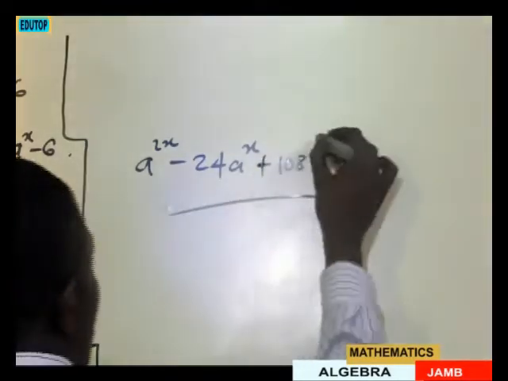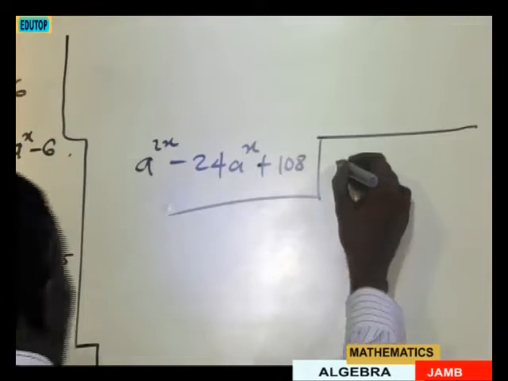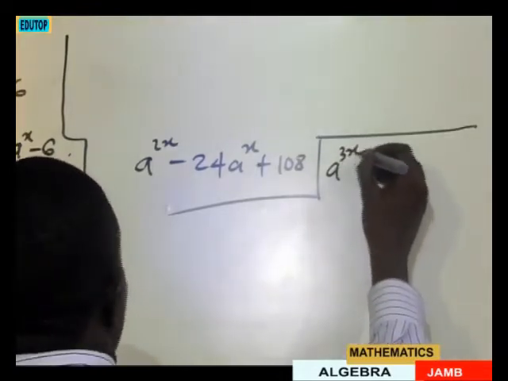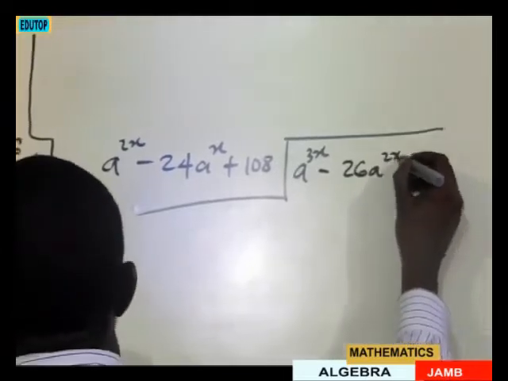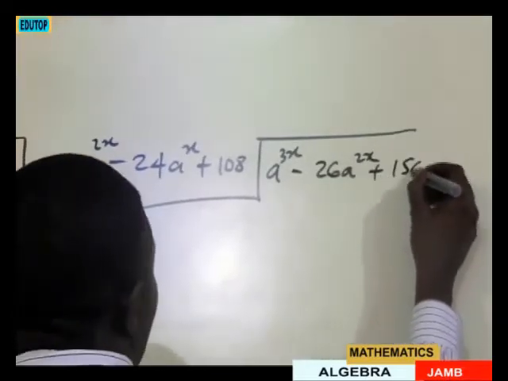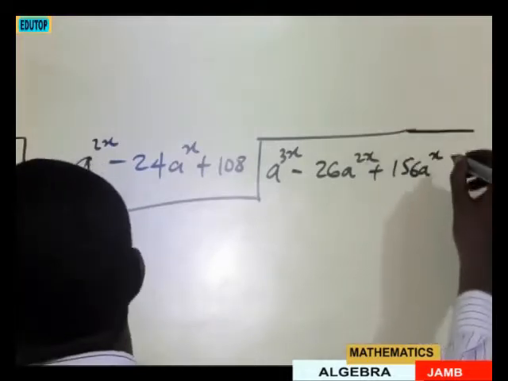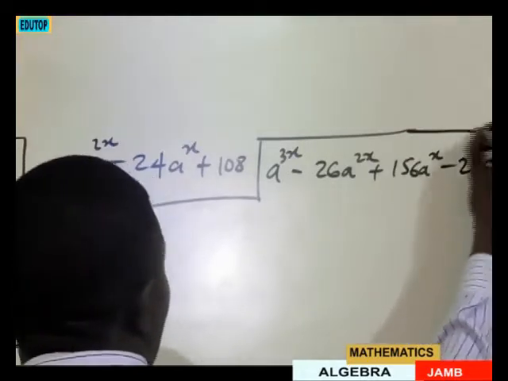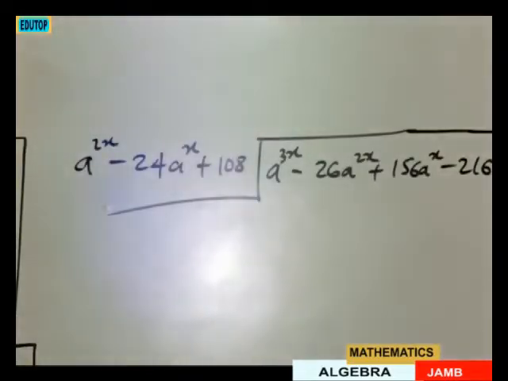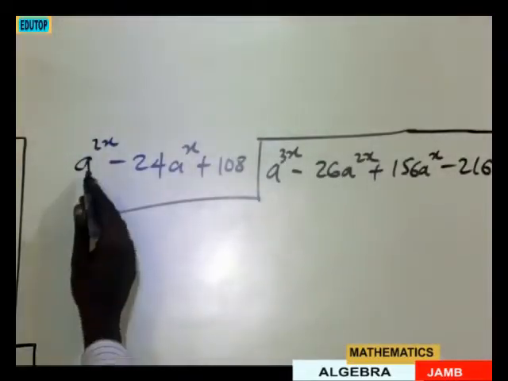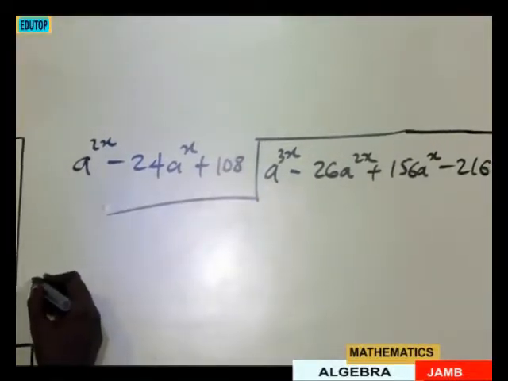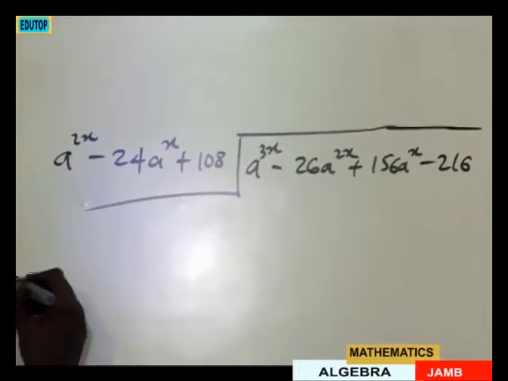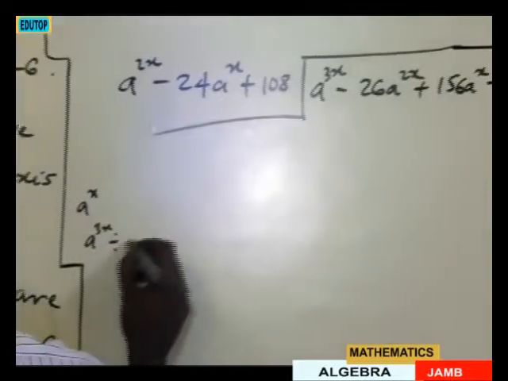That is our divisor. Then our polynomial will be inside. That's a raised to power 3x minus 26a raised to power 2x plus 156 a raised to power x minus 216. That's what we're going to have. Now, I will use this to divide this. So if I use this one to divide this one, what am I going to have? I'm going to have a raised to power x, because a raised to power 3x divided by a raised to power 2x.